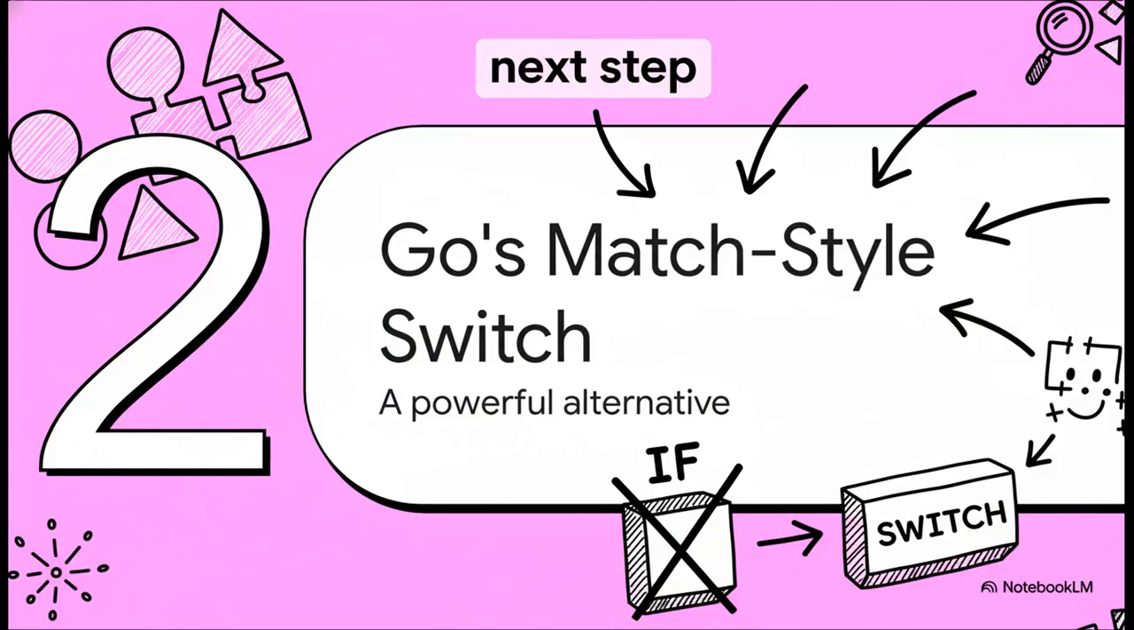So we've seen how switch can clean up our code by matching a single variable. But Go actually takes this a step further, with a feature that's even more powerful for handling complex conditions. It gives us an even cleaner alternative to those if statements.